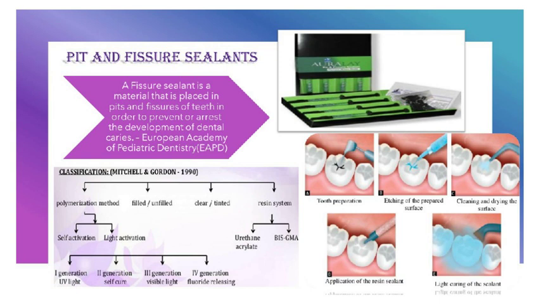Classification of pit and fissure sealants. Sealants are classified into resin-based sealants, glass ionomer sealants, and polyacid modified resin sealants.